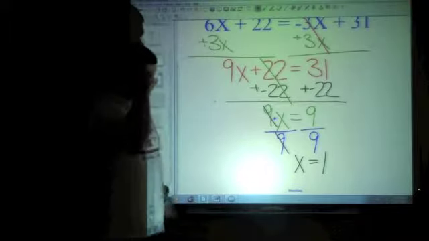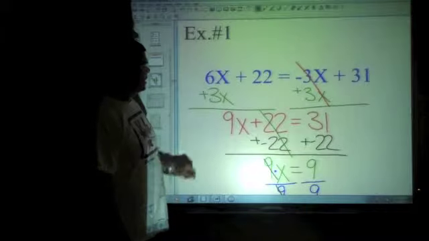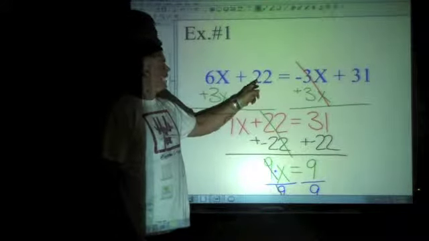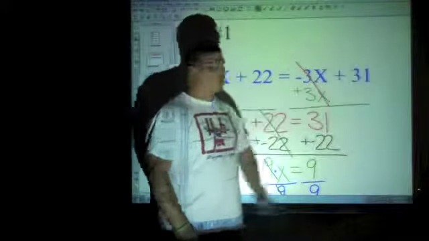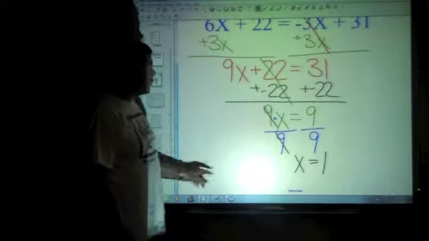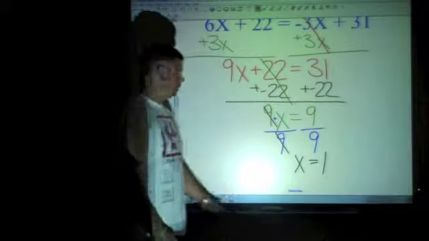If that's correct, I should be able to put it in anywhere in this problem and have it be true. Let's go back to the beginning. We said x was 1. 6 times 1 is 6. 6 plus 22 is 28. Negative 3 times 1 is negative 3. Negative 3 plus 31 is also 28. So I know it works. So this is a situation where there's exactly one solution because it says x equals that number.